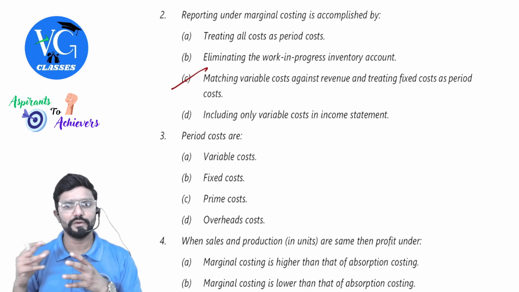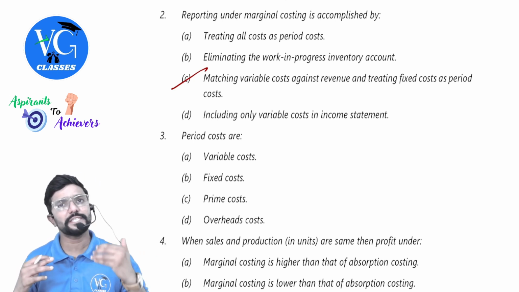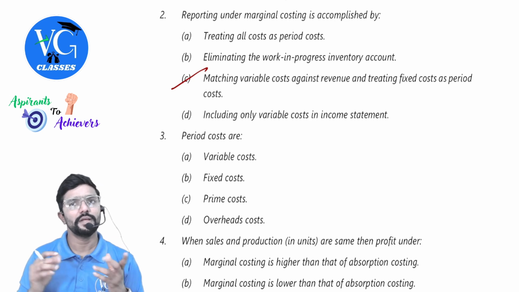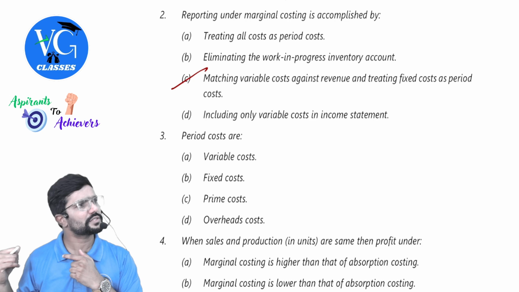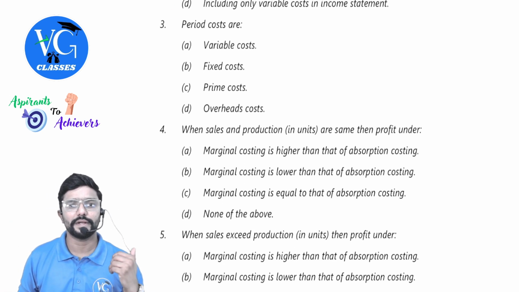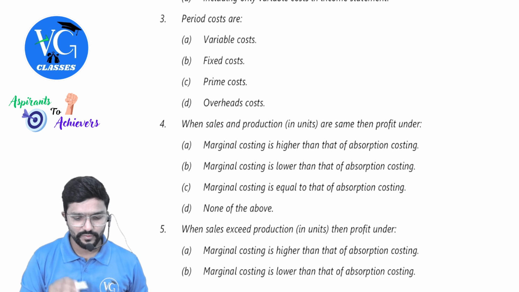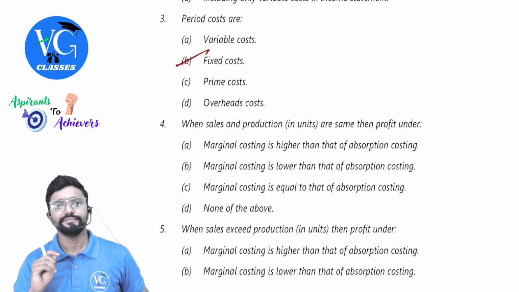Let me read D also, including only variable cost in income statement. No, no. See, we will make decisions based only on variable cost and contribution. But in income statement, do we include fixed cost also? Yes, at the end, we also show the profit. Period cost: variable cost, fixed cost, prime cost, overhead cost. Which is that, guys? Fixed cost.